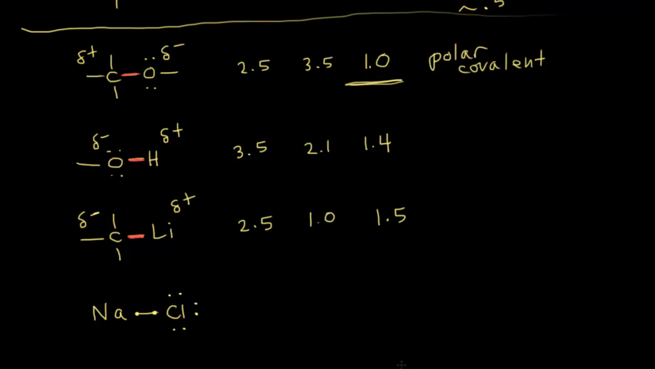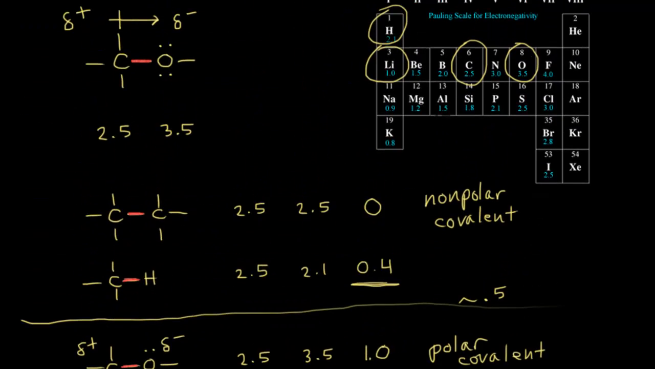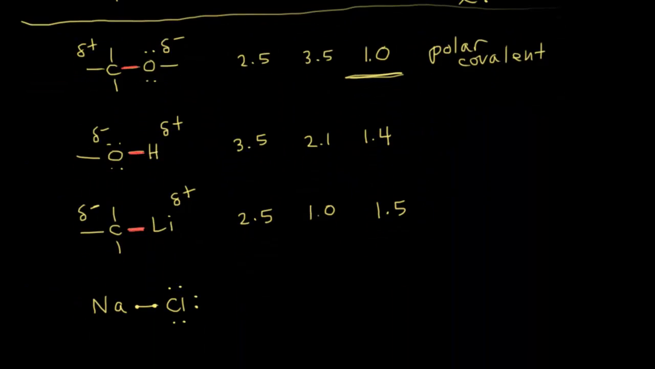Let's look at the differences in electronegativity between sodium and chlorine. All right, so I'm going to go back up here. I'm going to find sodium, which has a value of 0.9, and chlorine, which has a value of 3. So sodium's value is 0.9. Chlorine's is 3. That's a large difference in electronegativity. That's a difference of 2.1.